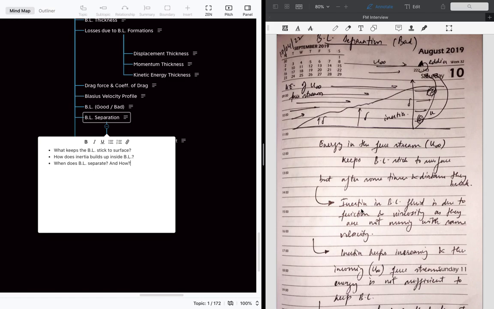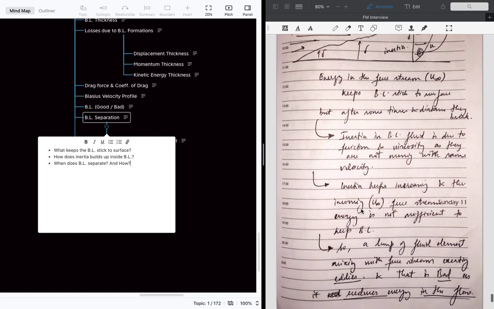Okay, that's true. The friction of the blade as well as the viscosity create a resisting force against the free stream velocity. That's why the velocity is less inside the boundary layer. So inertia keeps increasing as the incoming stream speed increases, and at some point the incoming free stream energy is not sufficient to keep the boundary layer attached.